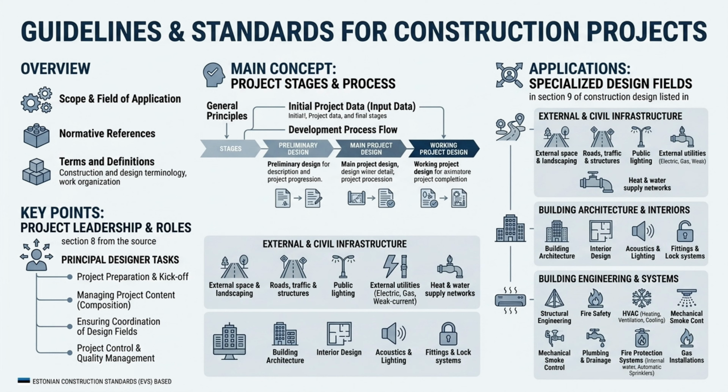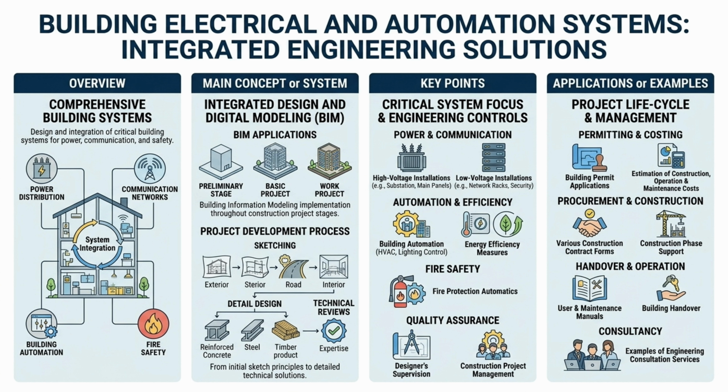By following these structured guidelines, covering everything from general definitions to detailed technical application, construction projects can reliably achieve regulatory compliance, meet safety standards, and deliver high-quality results for all stakeholders involved. Building electrical and automation systems involve the design and integration of essential systems for power distribution, communication, automation, and safety within the structure.